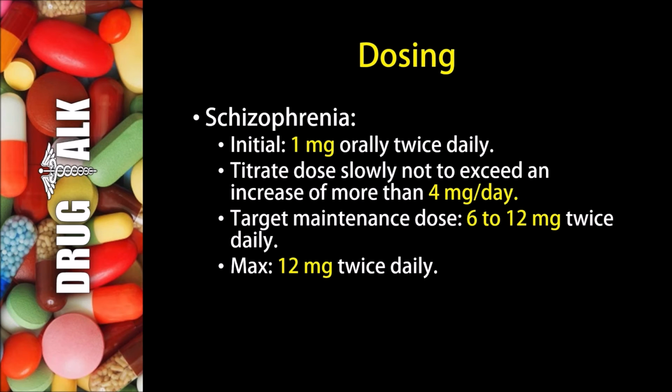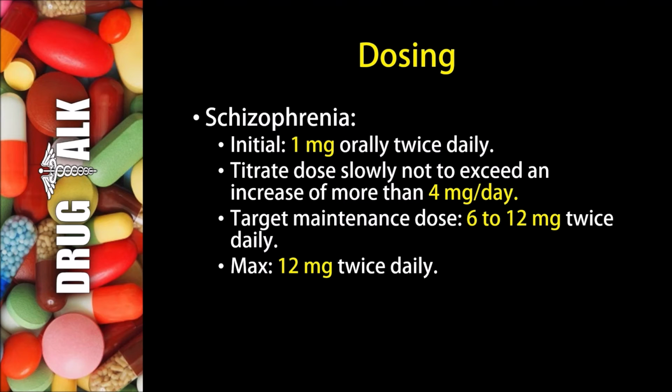Now what about dosing with iloperidone? So in the treatment of schizophrenia, the initial dose would typically be 1 milligram orally twice daily. We would titrate the dose slowly, not to exceed an increase of more than 4 milligrams per day, and the target maintenance dose would be 6 to 12 milligrams taken twice daily, and the maximum dose would be that 12 milligrams twice daily.